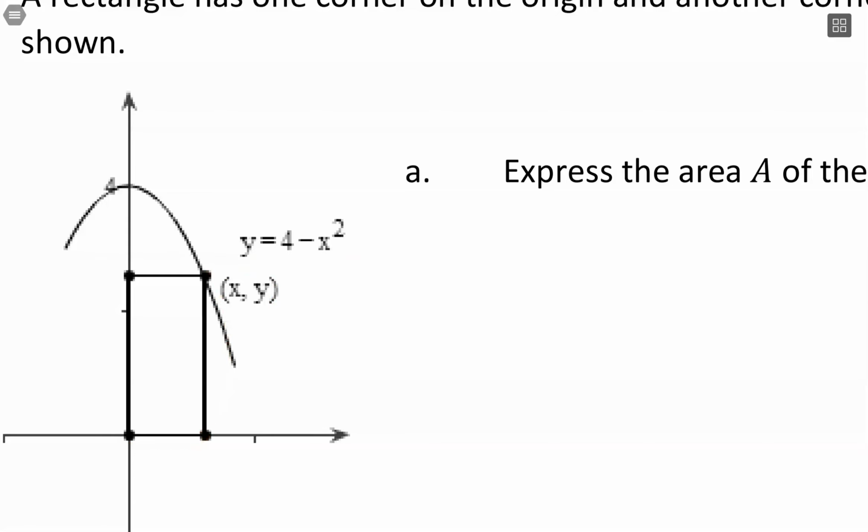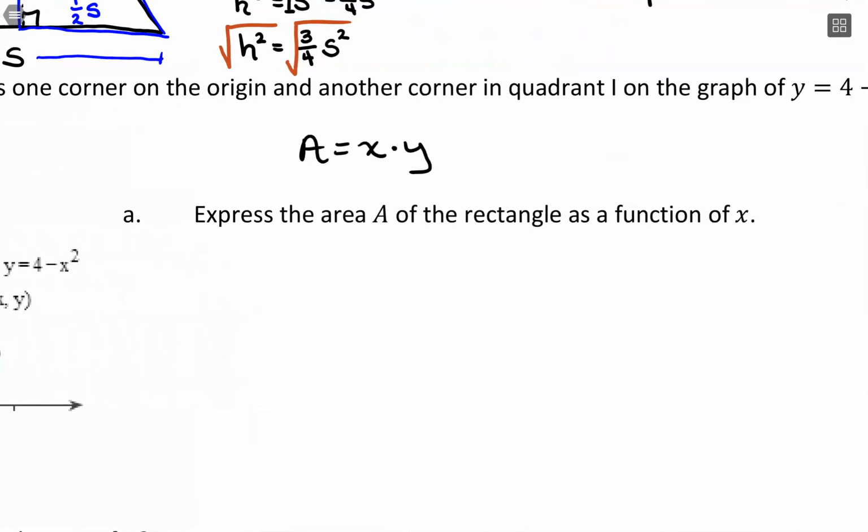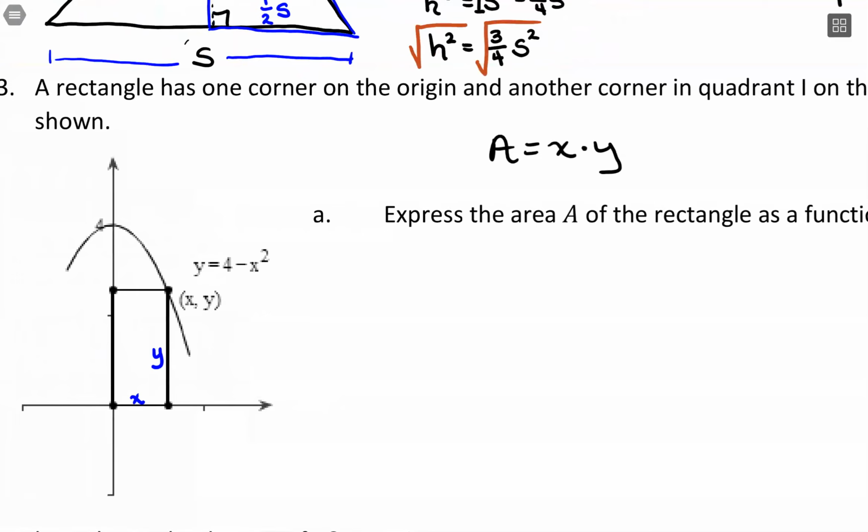So if we're looking at area of a rectangle, we'd want our width times length. In terms of width times length, we're using x times y. So the area of the rectangle is coming from x times y. However, if we want to express area of the rectangle as a function of x, then I want to find a way to replace that value of y so that it's in terms of x. I don't want two variables in there, I just want that one variable, x.